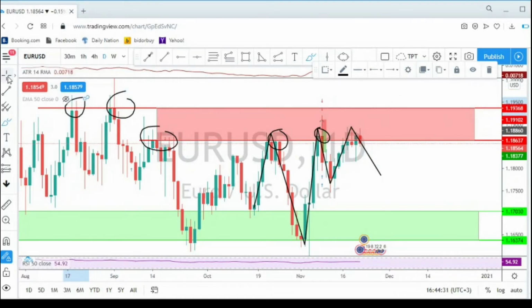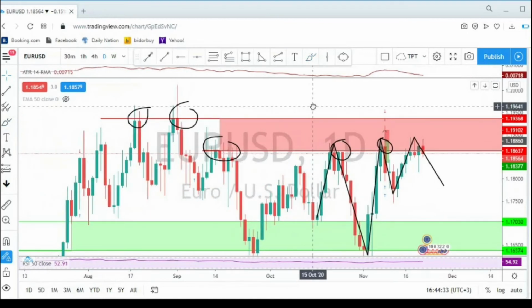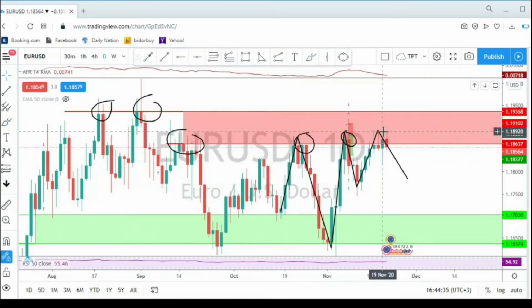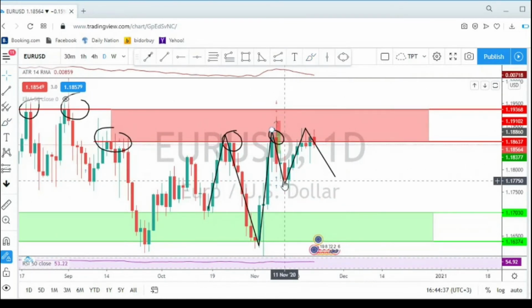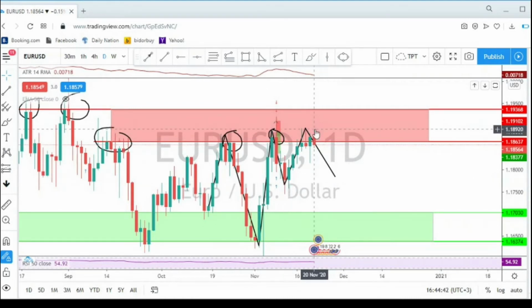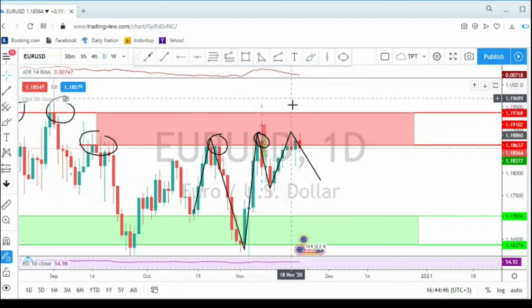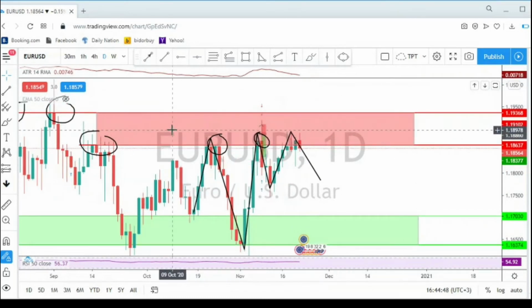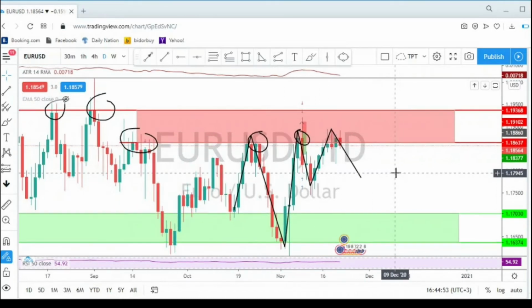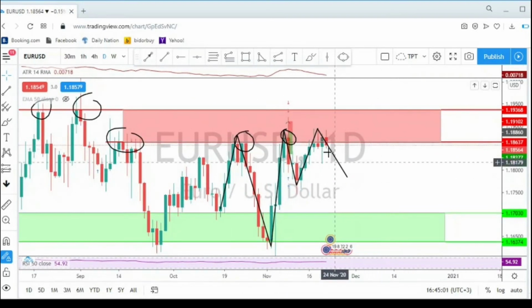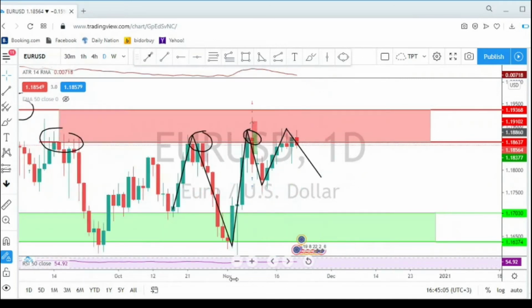So this market has been tested multiple times, and I expect that when the market comes up here, the people that bought the market at this level of structure will be taking the profits from here, and the sellers are waiting at this zone for the market to come here and they sell. So there is a bunch of reasons why I expect this market to fall at this level of resistance.